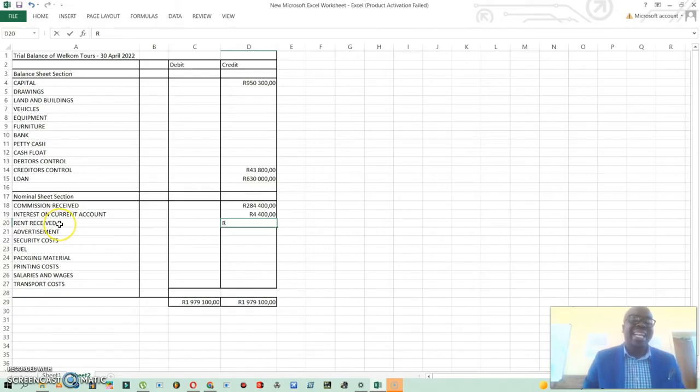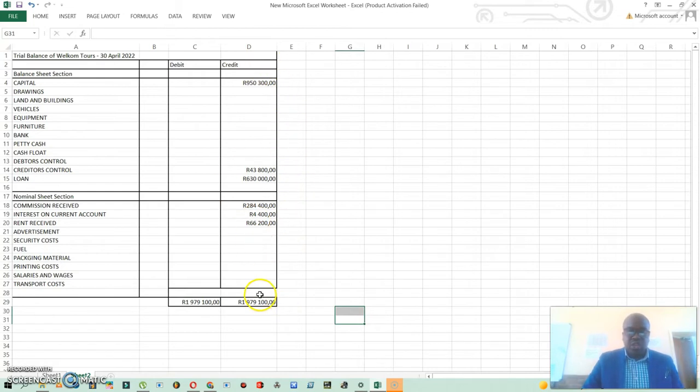But if it says rent paid, it means you have rented a certain building, and now you are going to pay those people whom you have rented the building from. But because it says rent received, that means there are people who have rented our building, so they need to pay us a certain amount. In this one, it was 66,200.